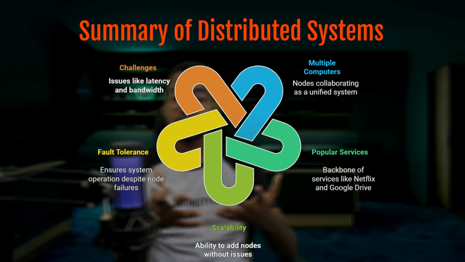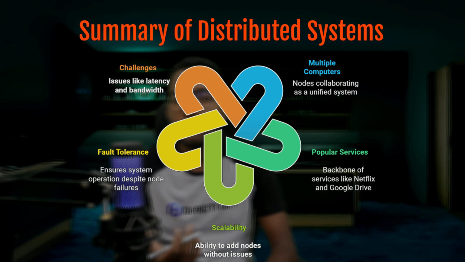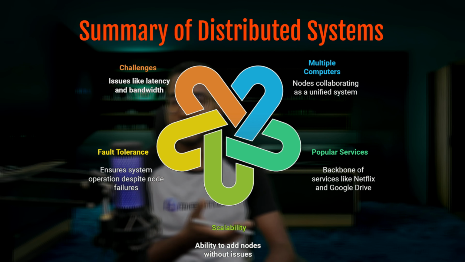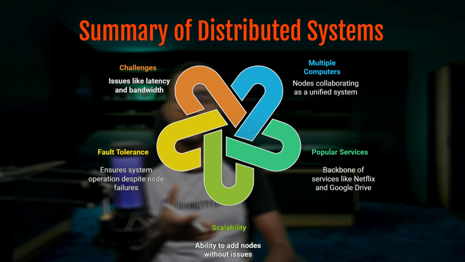They are also used in popular services like Netflix and Instagram and Google Drive. We have seen how distributed systems are the backbone of some of the most commonly used applications today, whether it's streaming a movie on Netflix, refreshing your Instagram feed or uploading files to Google Drive. All of these things we discussed today, right? So distributed systems ensure that these services remain available, reliable, and fast.